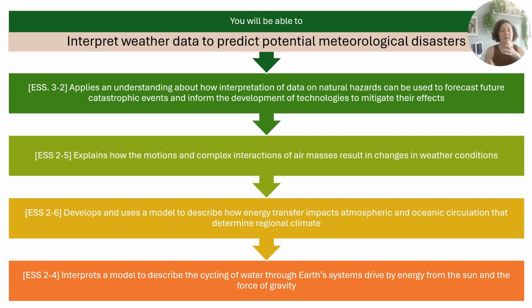But then we're going to start getting into ESS 2-5, 6, and 4. So 5, explain how the motion of complex interactions of air masses result in change of weather. 6, develop and use a model to describe how energy transfer impacts atmospheric and oceanic circulation that determines regional climate. And then we're going to start talking about basically the water cycle. So interpret a model to describe the cycling of water throughout Earth's system driven by the energy from the sun and force of gravity. Lots of things we're going to be covering.